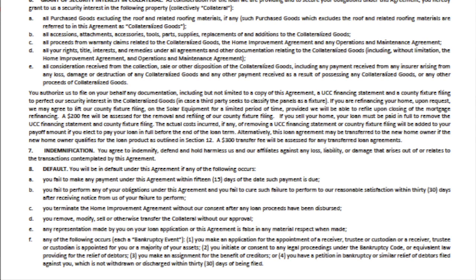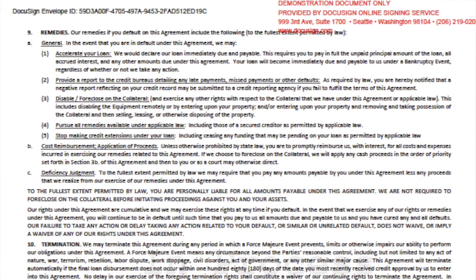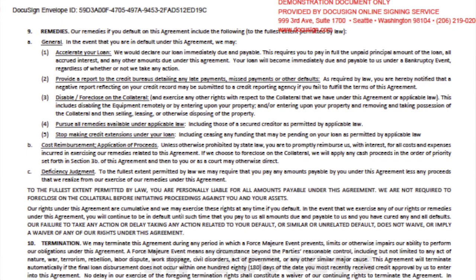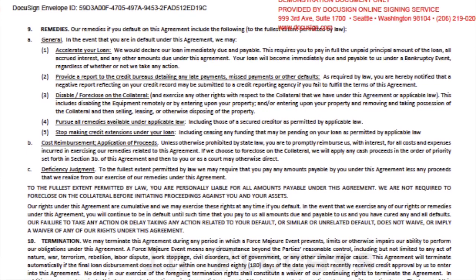Indemnification, we know that means hold harmless, and pretty standard legalese. Same with default terms and remedies. So I'm going to breeze through a bit, but it's more of like, if you stop paying on your loan, here are GoodLeap's remedies in case of that consumer default.